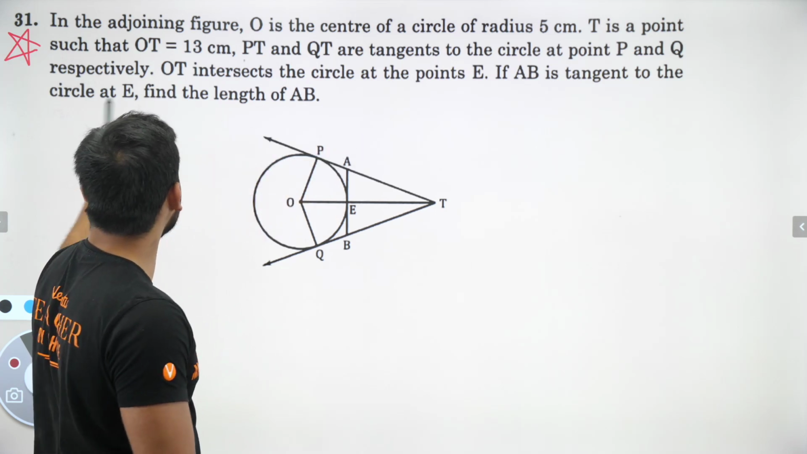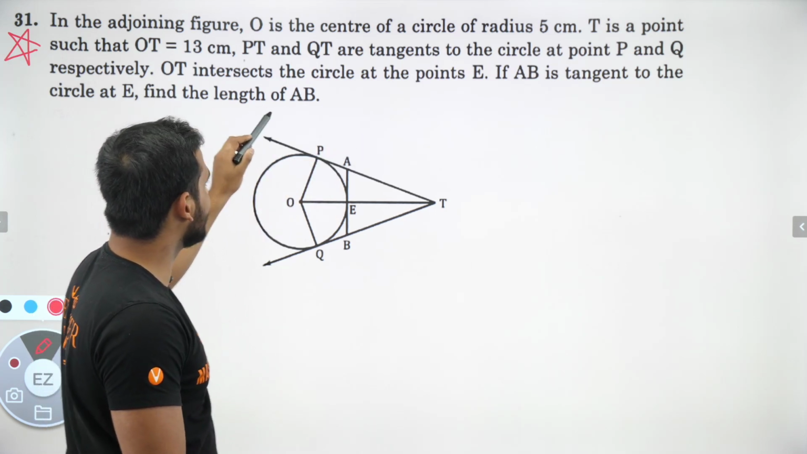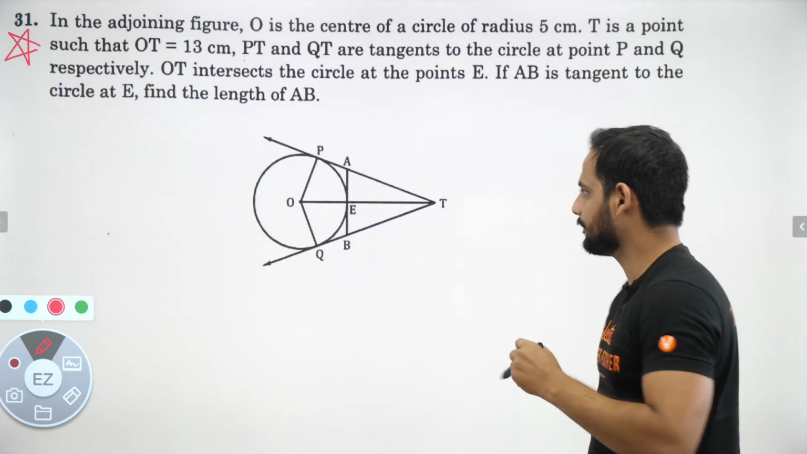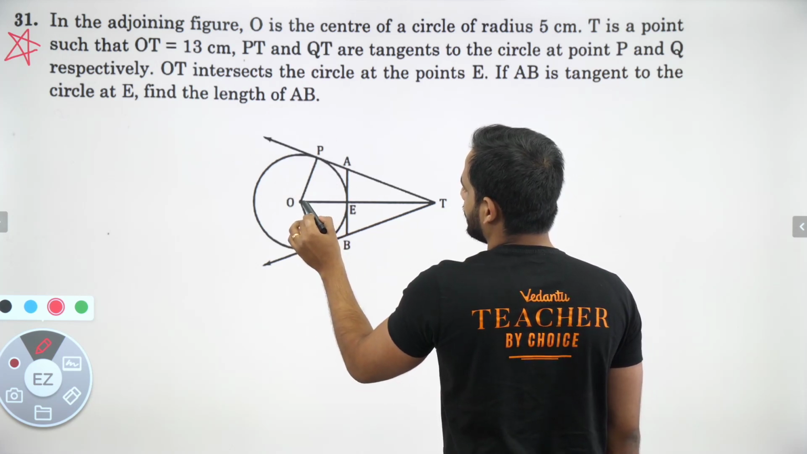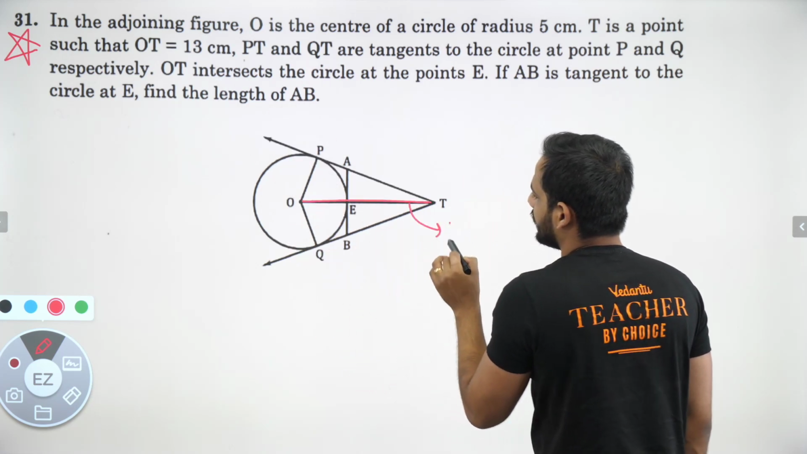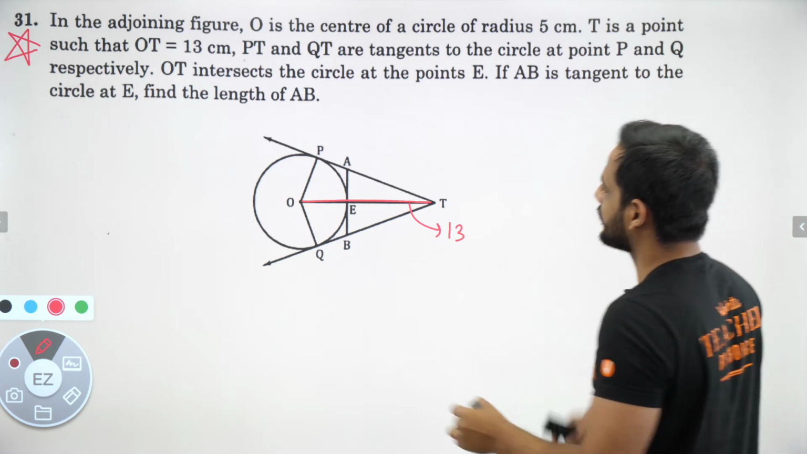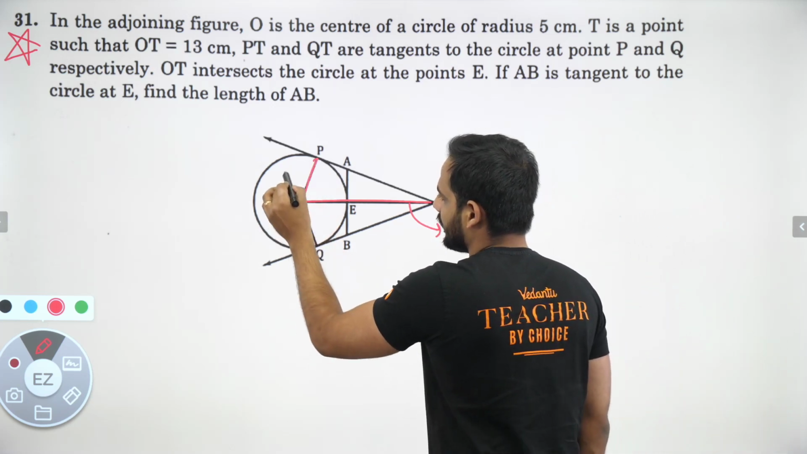If AB is the tangent to the circle at E, find the length of AB. Now look carefully. First thing, the radius is given. OT is given as 13. Then the radius is given as 5.